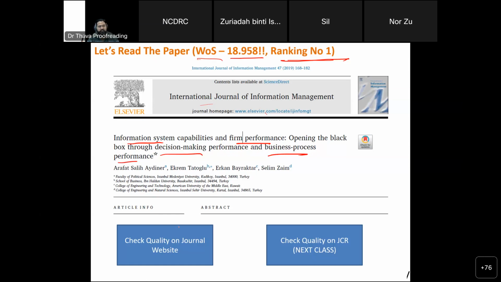In the next class, I will teach you how to check the quality of a journal on the journal website and also how to check quality through JCR. This paper is in Web of Science, JCR, Journal Citation Ranking. That will all be part of the next class.